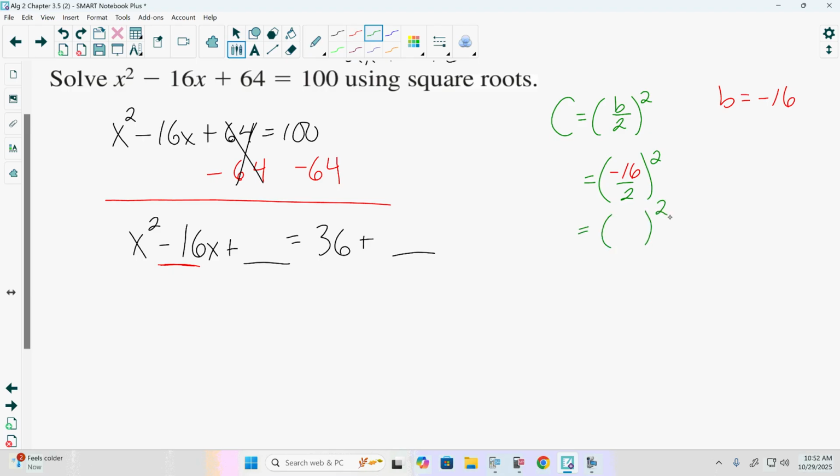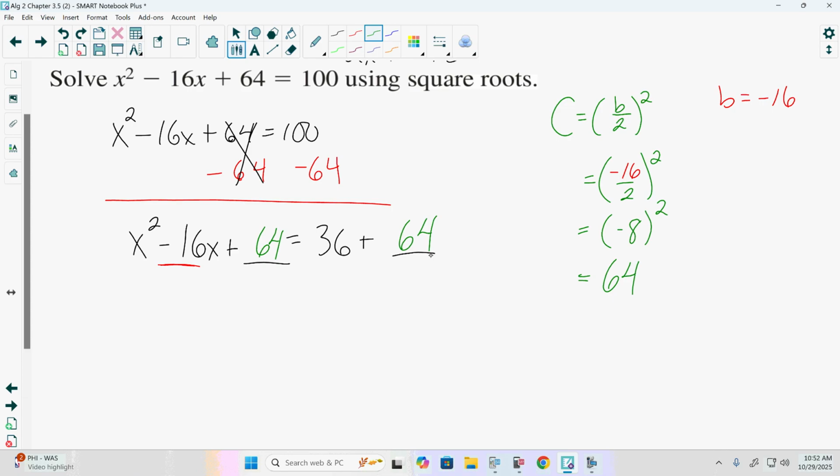Now at this point here, we could put parentheses negative 16 over 2, close parentheses squared, and find out what that is. But it is nice to find the middle step, because negative 16 divided by 2 is going to be negative 8. Negative 8 squared, negative 8 times negative 8 is 64. So for this here, because it was already a perfect square trinomial, it just gave us back what we started with.